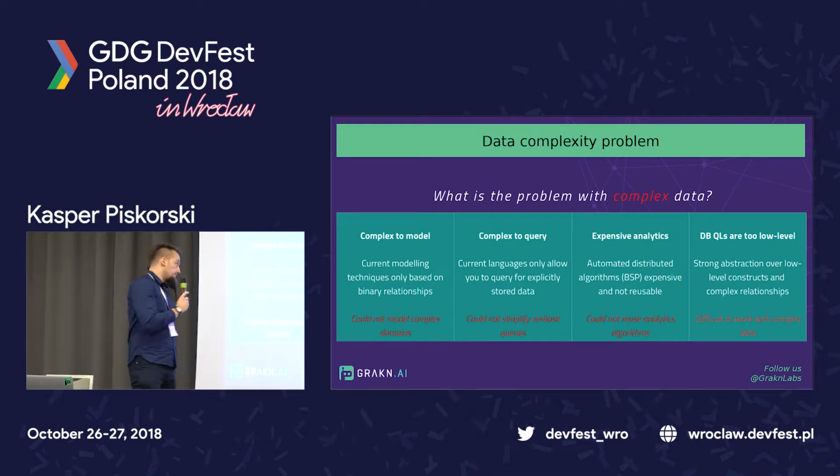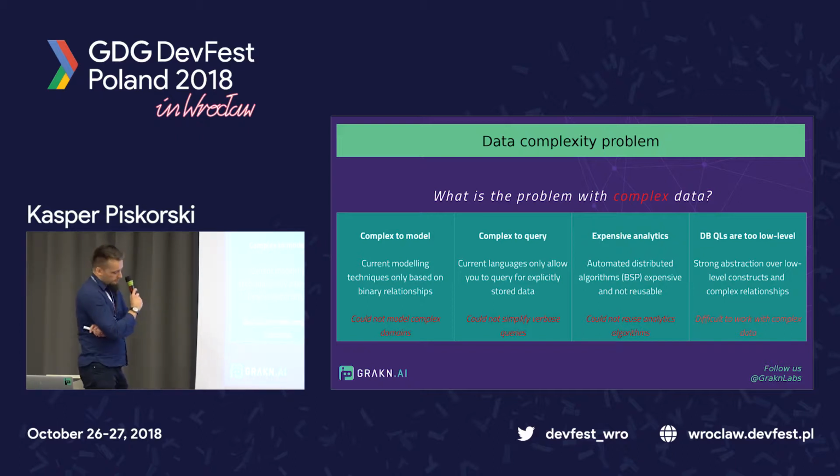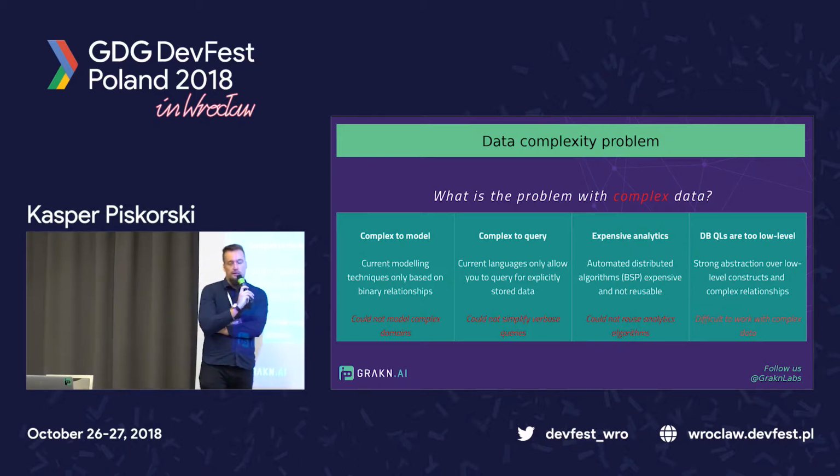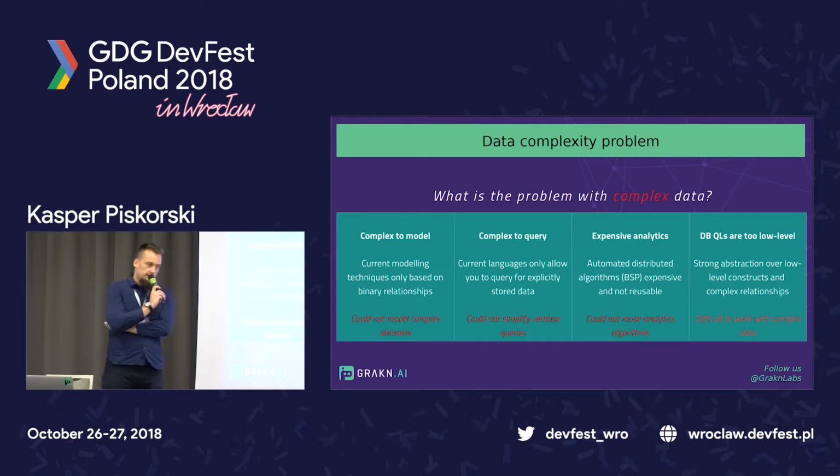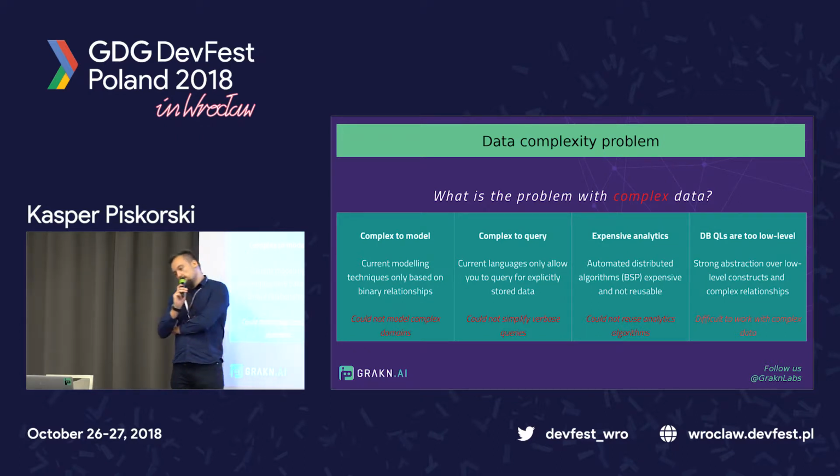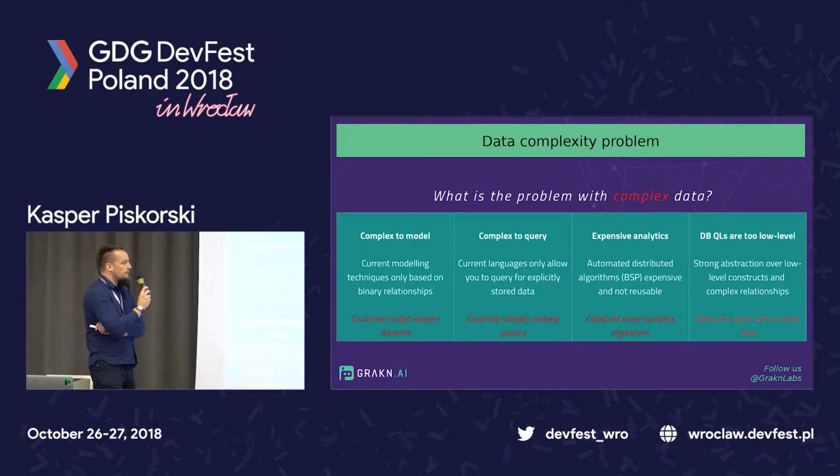So what comes with complexity? If we have complex data, what happens? Complex data is harder to model. Current models are typically tailored for binary relationships, which means they have difficulties capturing complex domains and complex relationships between data. What else is complex about complex data? Complex data is complex to query. Current languages only allow you to query the data that's explicitly available. They are also reasonably low level, which means that queries that are conceptually simple are quite verbose.